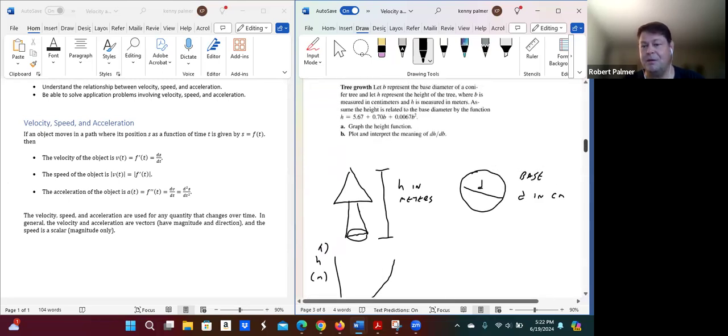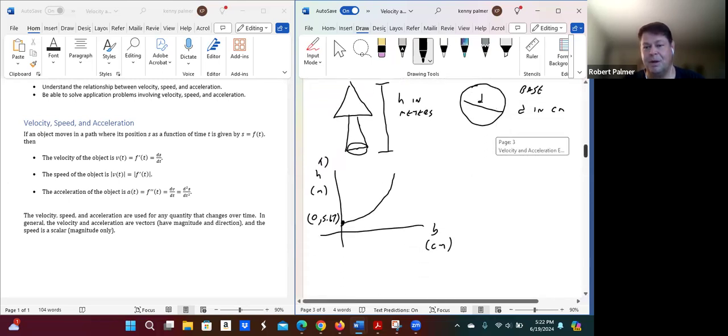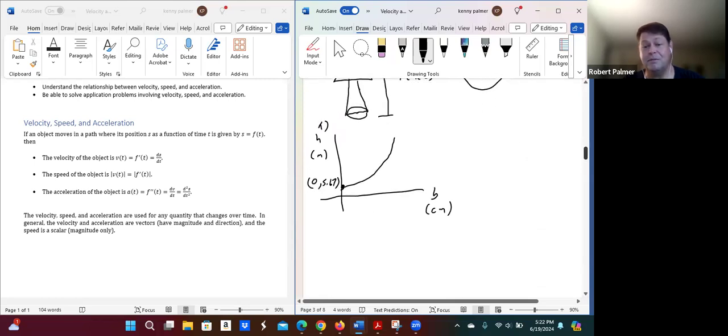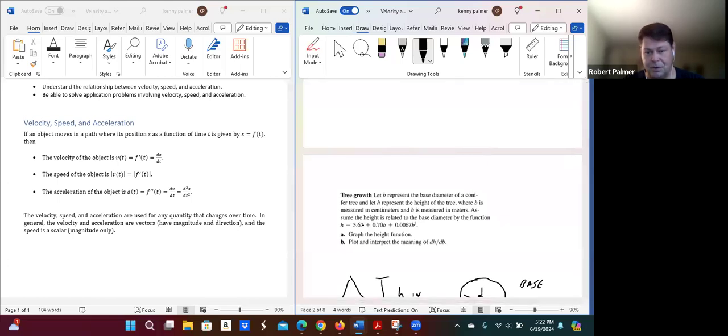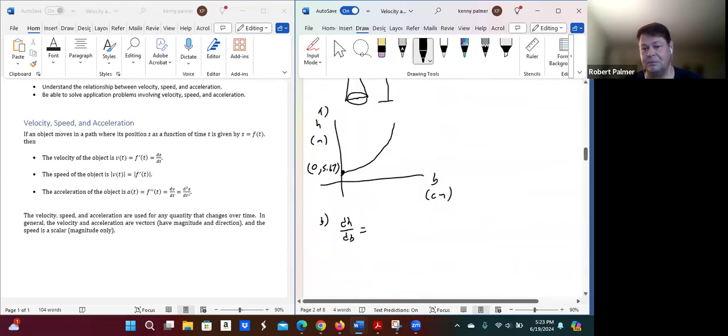Part B, plot and interpret the meaning of dH dB. Okay, so that's going to be the derivative. So part B, dH dB, let's take the derivative of this function. All right, so of course the derivative of that constant part is 0. This part is going to be 0.07. Also written as H prime of B.